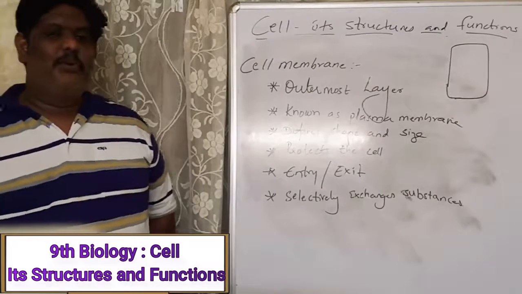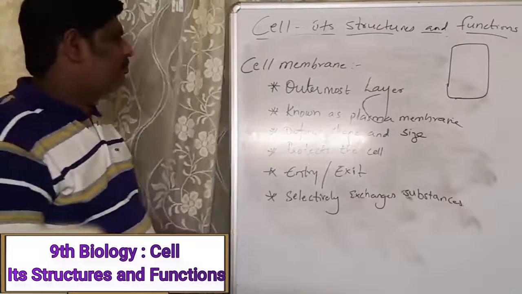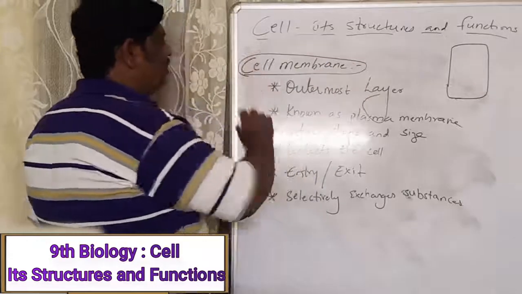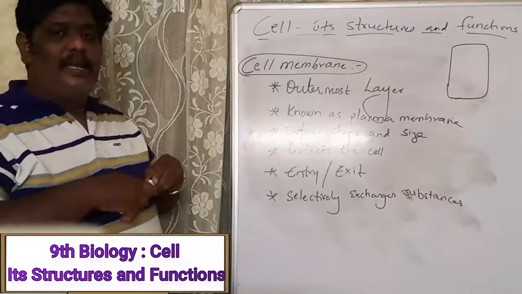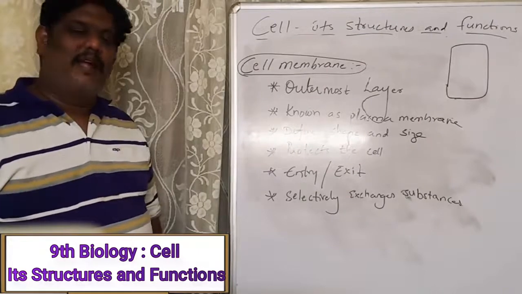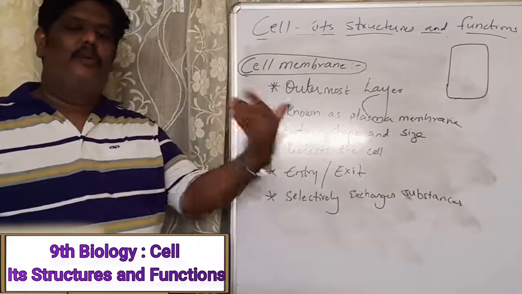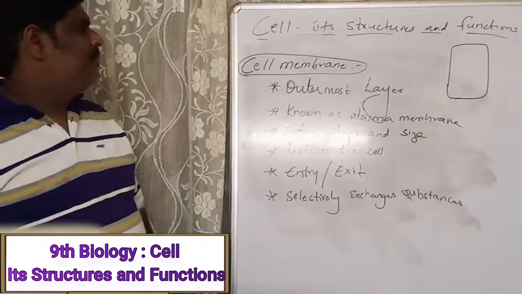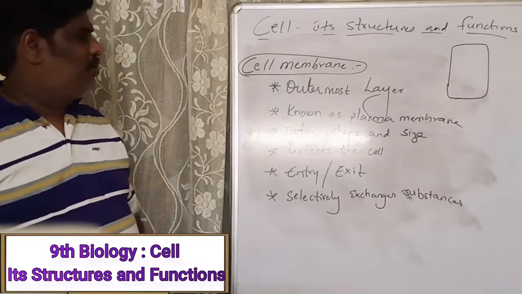Okay, so today we are going to learn about the first organelle of the cell, which is called the cell membrane. Remember that this cell membrane is common in the animal cell as well as the plant cell. So you can see the plasma membrane in the animal cell and also the plant cell. So now what are the features of the cell membrane? What are the functions of the cell membrane? That is what we are going to see now.